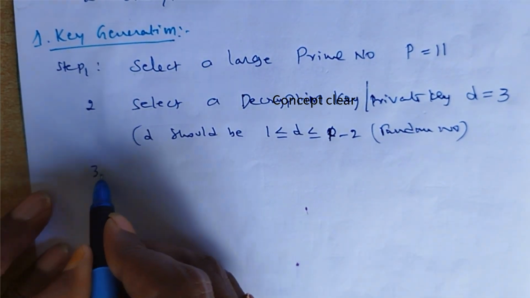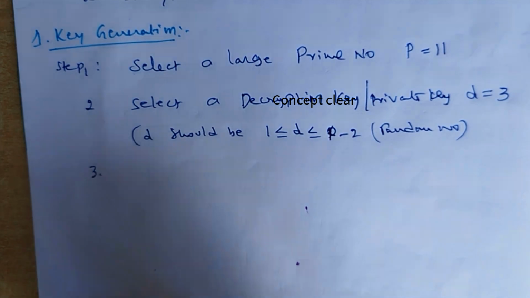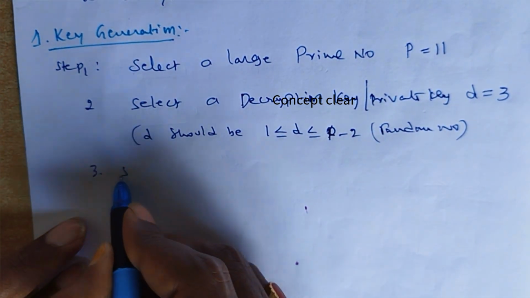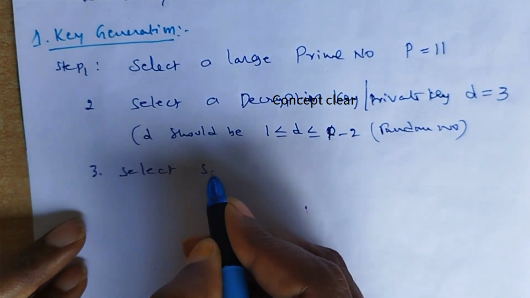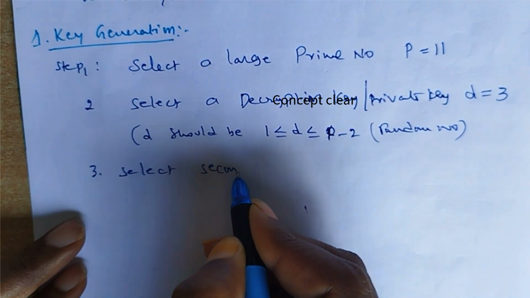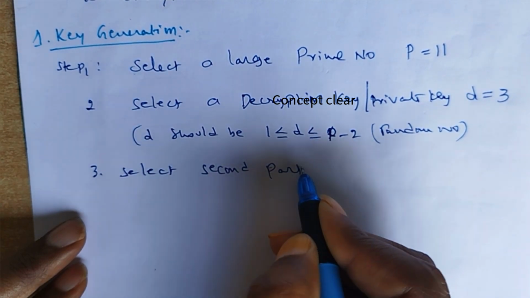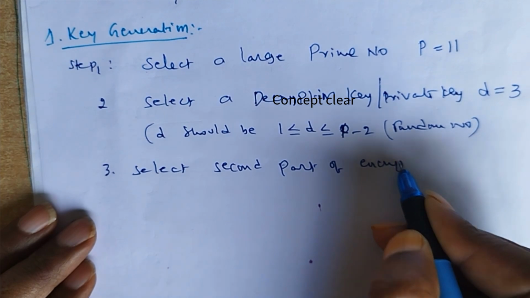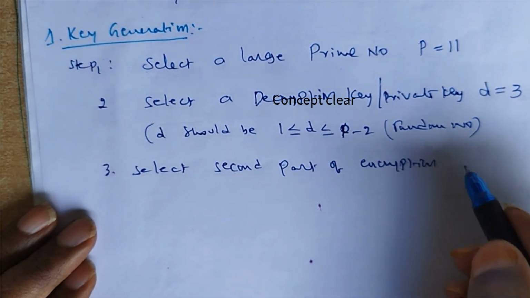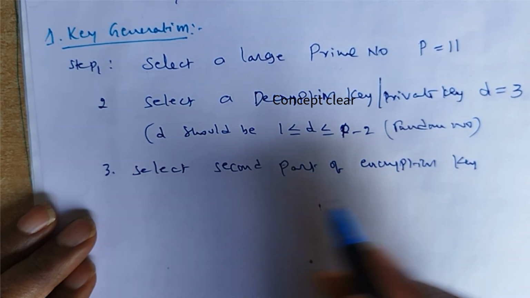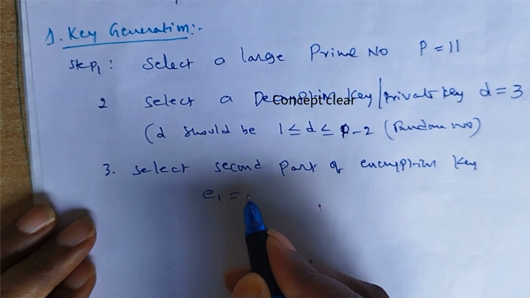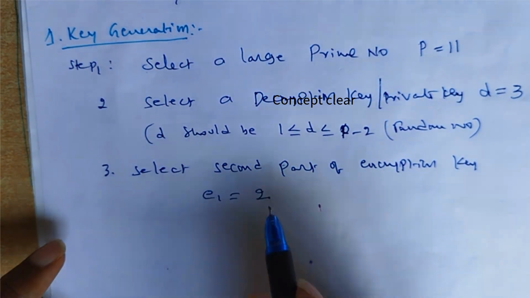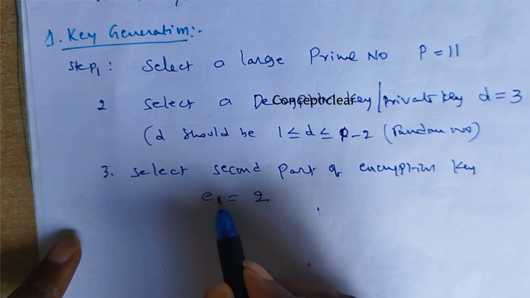Okay, and what is the third step? The third step is we have to select the second part of the encryption key, that is E1. I am taking E1 equals 2. Okay, it is a primitive root. Here I am taking E1 equals 2.